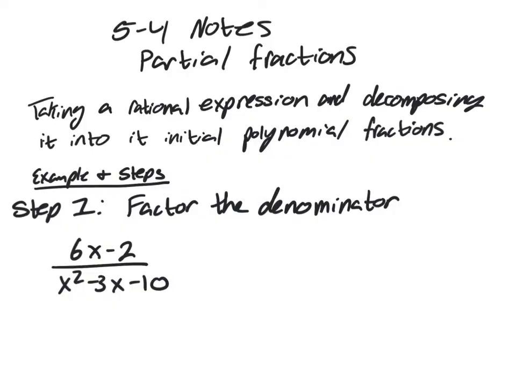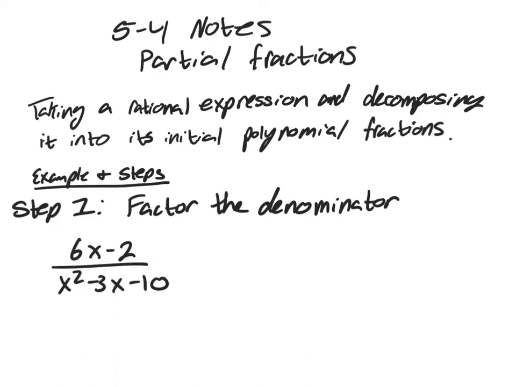So this is our 5-4 objective here, partial fractions. Essentially what we're going to be doing is taking some rational expression, you can see an example of one below, and we're going to be decomposing or pulling it apart into its initial polynomial factors. So let's look at how we can do this, what this is going to look like, and what our end goal might be.